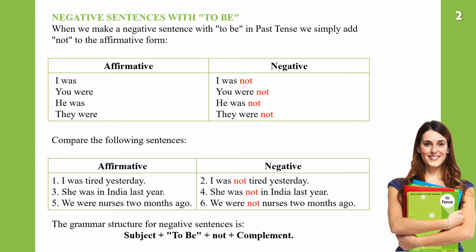When we make a negative sentence with to be in past tense, which is was for singular, were for plural, we simply add not to the affirmative form. Affirmative form here, I was not. You were not. He was not. They were not. Let us compare the following sentences.